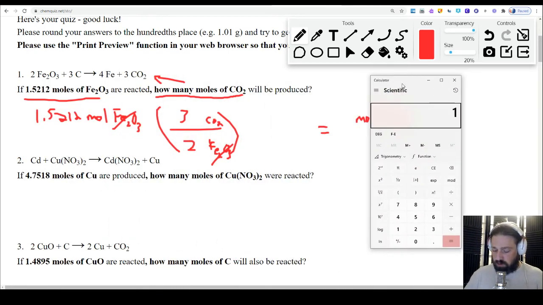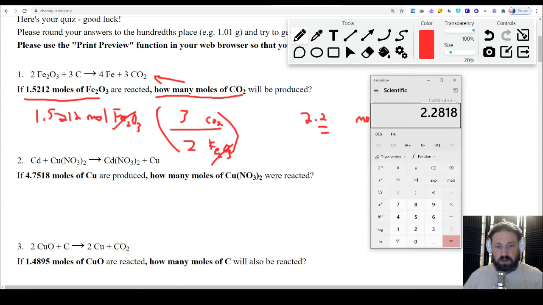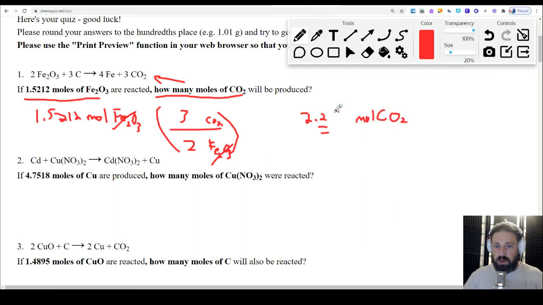So 1.5212 times 3 divided by 2. All right, and so we know we're going to have 2.2818 moles of CO2.